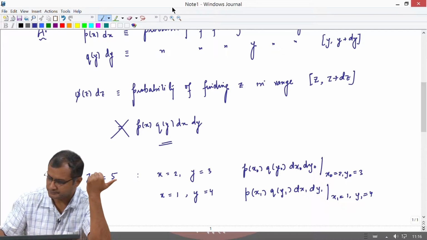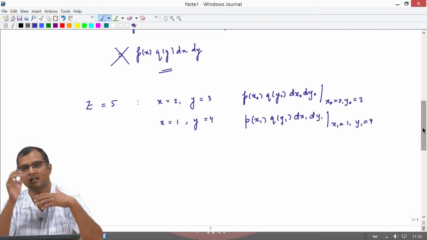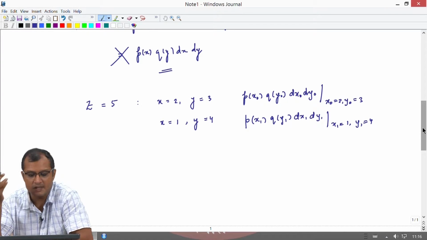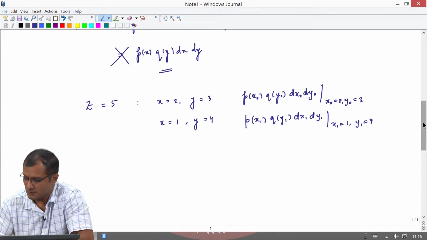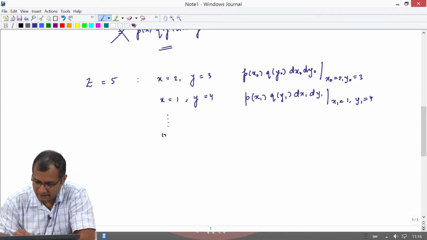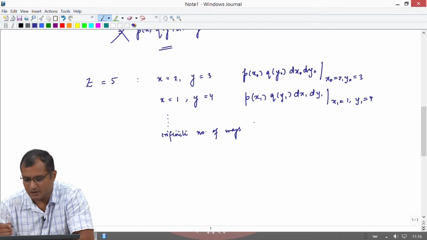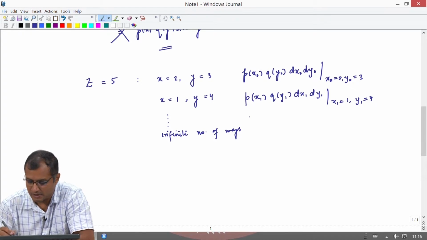So, that is why I can't just write down the probability of getting the sum in the neighborhood of z as p(x) q(y) dx dy. So, this problem has to be... there are infinite number of ways in which I can do this, as x and y are continuous variables.